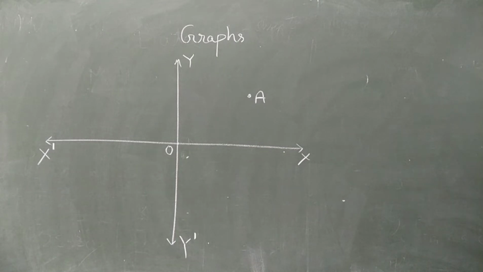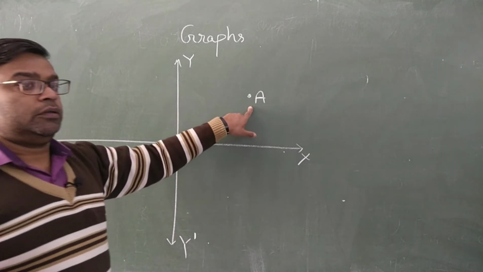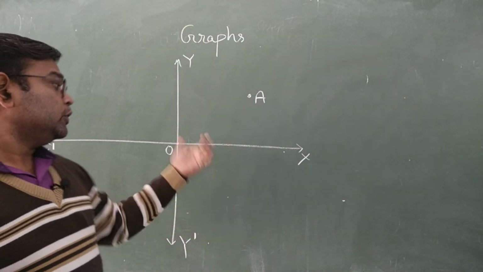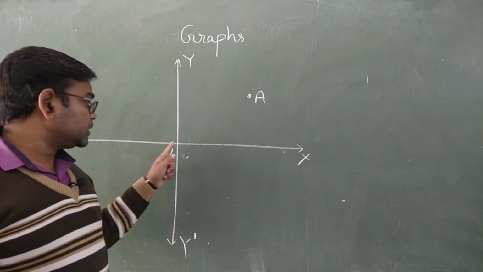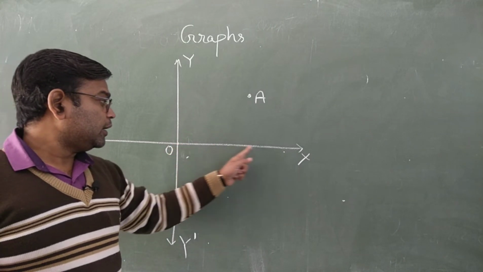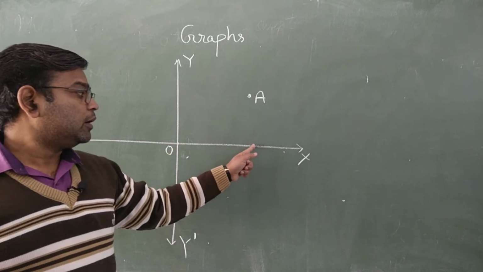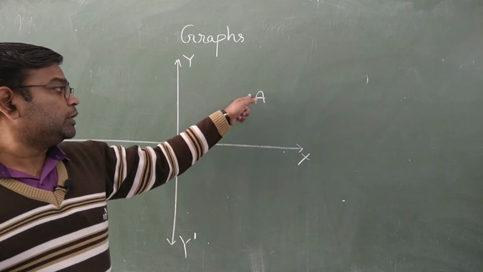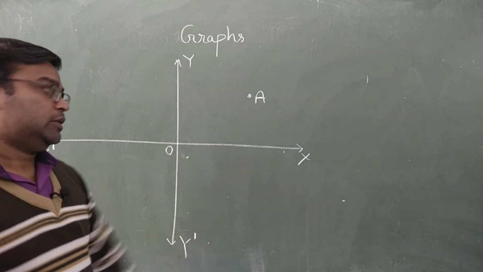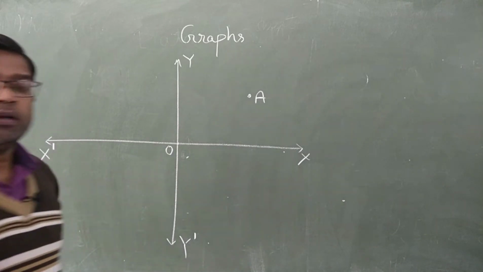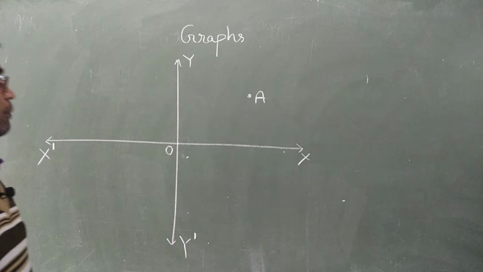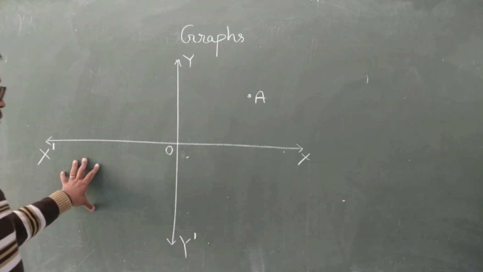Now, how do we locate this point? What comes first? That is your x. After that we have y. So first we find the location on the x-axis, and then how much we travel along the y-axis to reach this one. This is known as the location of this A.